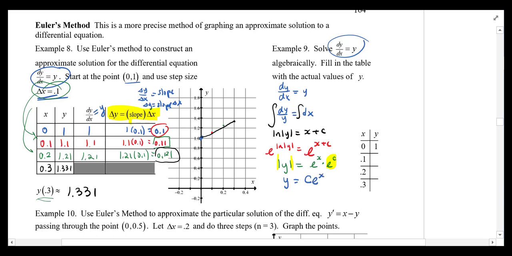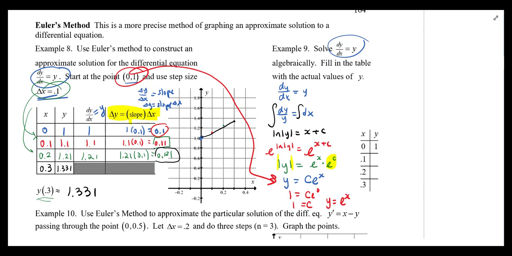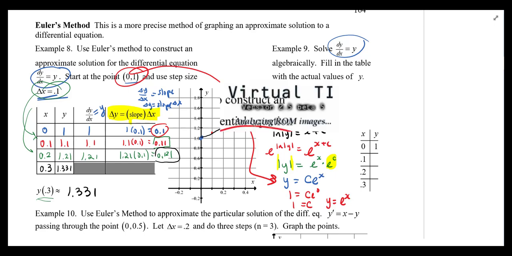And remember, I gave you a starting point. So plug in the starting point to actually find out the value of c. There's my starting point. Let's plug it in. 1 equals c e to the 0. Thank goodness c equals 1. So we have the equation y equals e to the x.